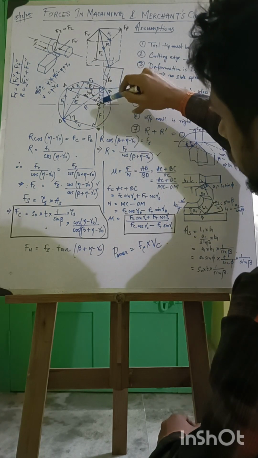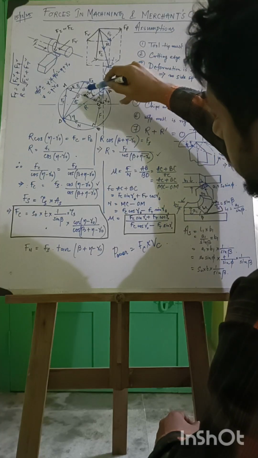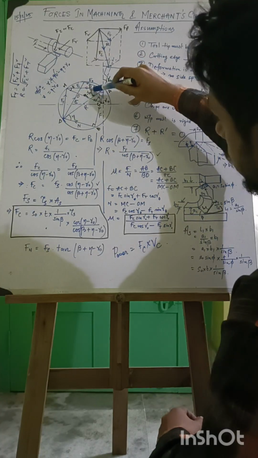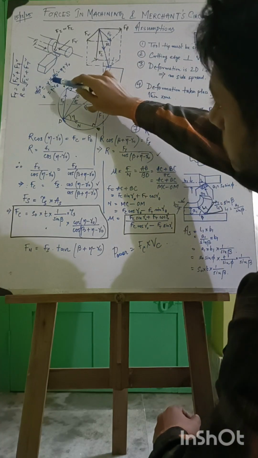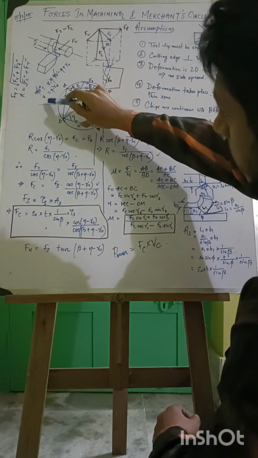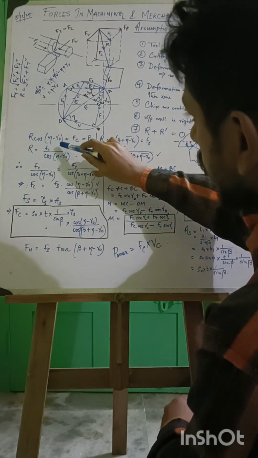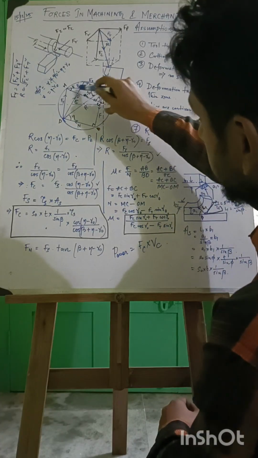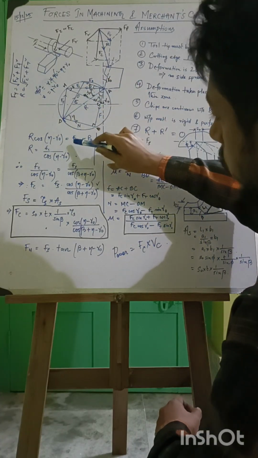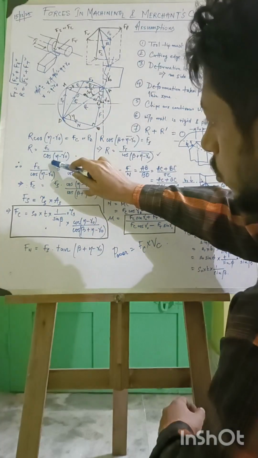This is the perpendicular to this line, and this one is eta minus gamma naught. How? Suppose this one is x, then this is 90 degrees. So 90 degrees equals x plus 90 minus eta plus gamma naught. So x equals eta minus gamma naught. Now in this triangle, R cos(eta minus gamma naught) equals Fc. R equals Fc by cos(eta minus gamma naught).